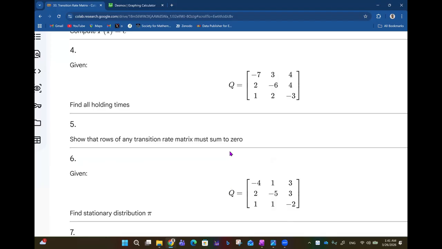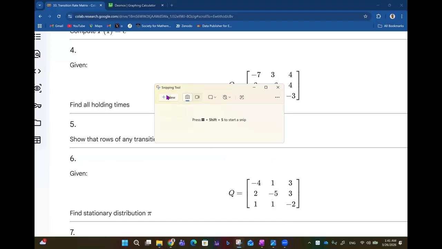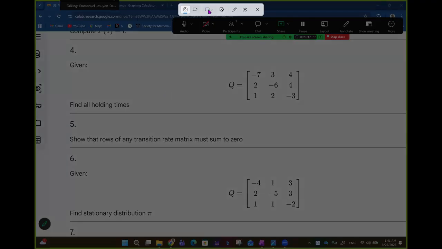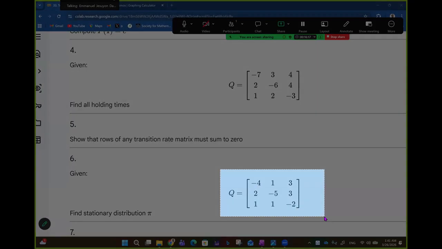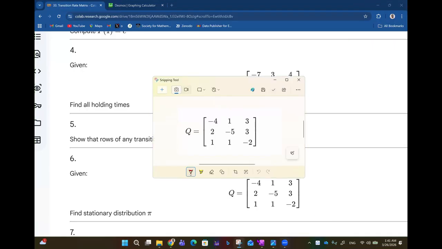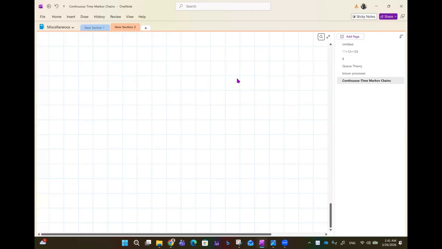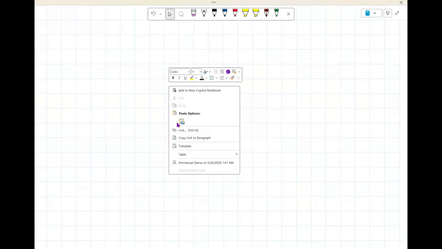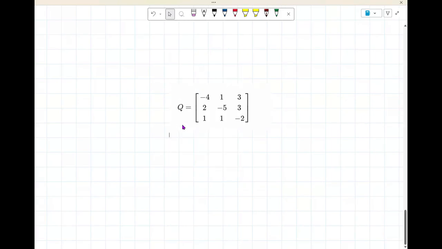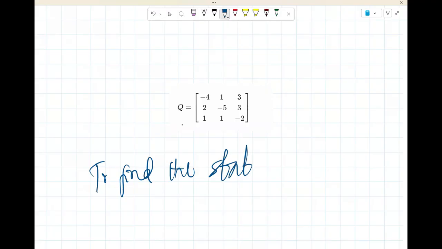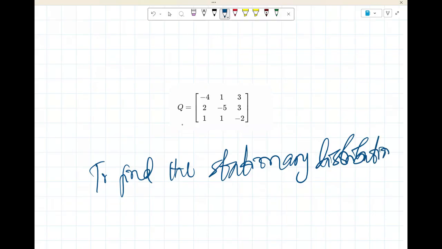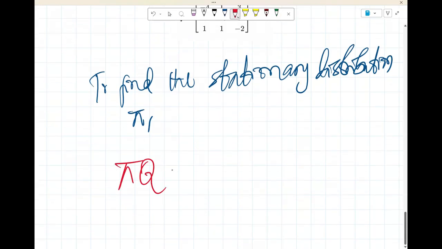So we want to find the stationary distribution pi for this. For discrete situations, we had to do pi P equals pi, but in this case we do pi Q equals 0 because this is continuous. So a bit nuanced like that. To find the stationary distribution pi, we know the formula is that pi Q is equal to 0.